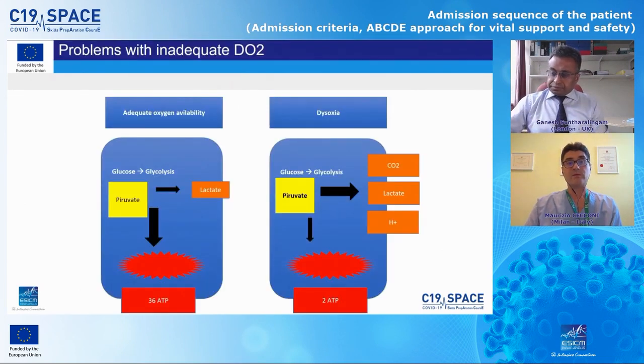What is the problem with an inadequate delivery of oxygen, with an inadequate utilization of oxygen by the cells? Well, for instance, we can look at efficiency of energy production. If I have an adequate oxygen availability at cellular level, I will produce a much larger number of moles of ATP compared to when I have dysoxia. And in those cellular beds, it becomes more difficult to produce ATP for the same quantity of glucose.